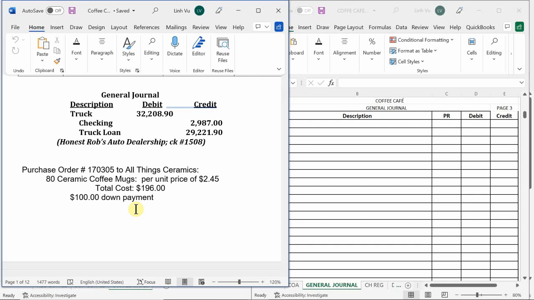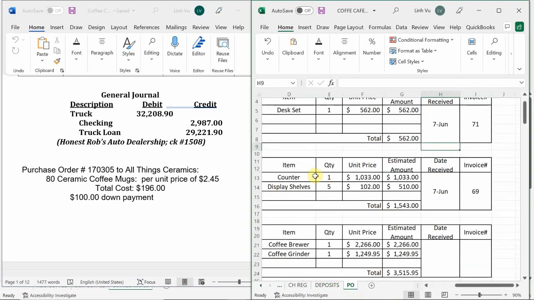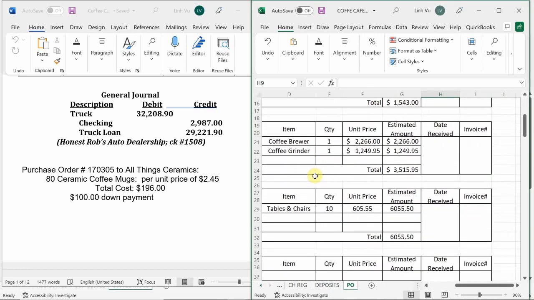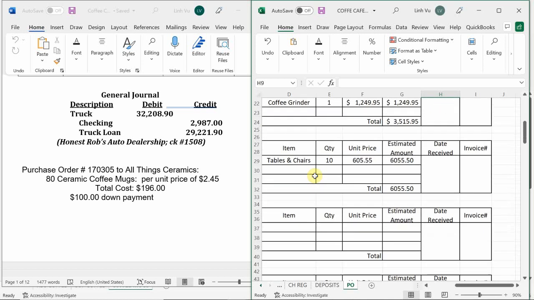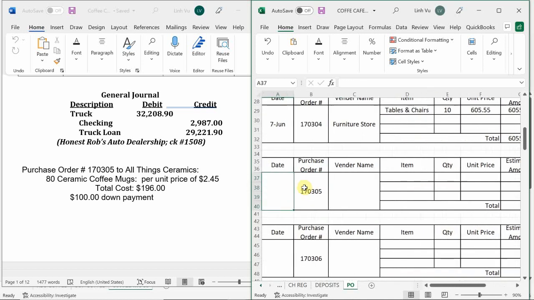Okay? So first let's go ahead and fill out the purchase order, and then we'll figure out how to do the rest. So we have to do a purchase order for 80 coffee mugs at $2.45. So purchase orders, right? We're going on our 4th purchase order. Oh, it's actually our 5th one. Yeah, our 5th one. Okay. So today's date, June 8th.